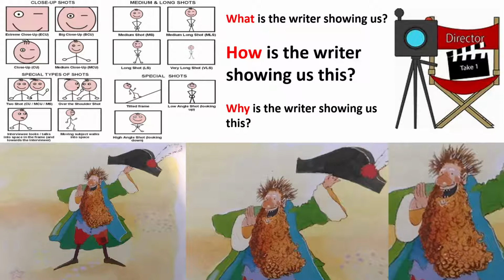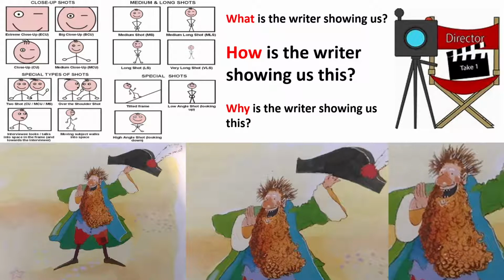How is the writer showing us this? Well, we're going to look at structurally how we're guided through the text, and I'll explain this idea about the film in a moment. And then, just the same as in question 2, why is the writer showing us this? We're going to think about, as the reader, how do we react to these structural techniques? So let's try and dig a bit deeper into this second question. How is the writer showing us this?